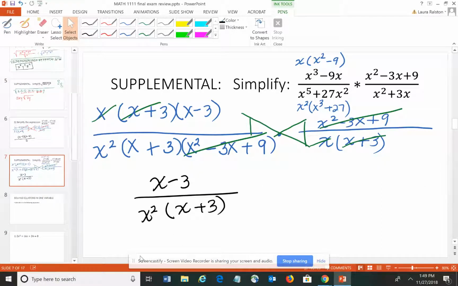Okay, that gets us through the first grouping of questions. So I'm going to stop there, and then we'll come back and pick up with the next grouping, which has to do with solving equations in one variable.